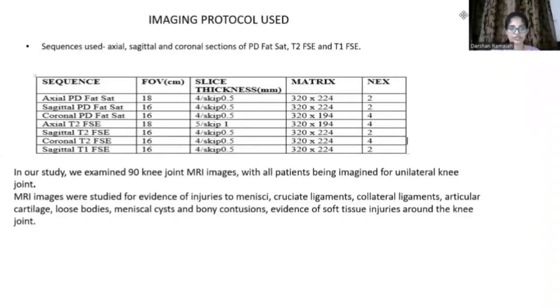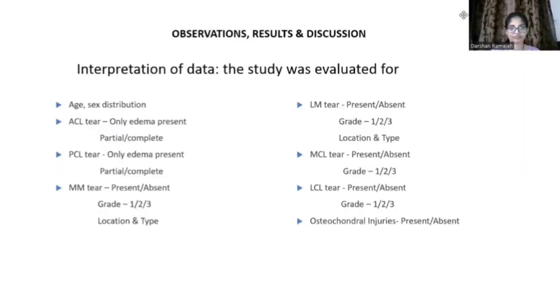These were the imaging protocols we used. The sequences are the axial, sagittal, and coronal sections of proton density fat sat, T2 fat sat sequence, and T1 sequence, and also the axial T2 fat sat sequence, sagittal T2 fat sat, coronal T2, and sagittal T1 sequence. The MR images were studied for evaluation of the menisci, cruciate ligament injuries, collateral ligament injuries, articular cartilages, loose bodies, meniscal cyst, bony contusions, and evidence of soft tissue injuries around the knee joint.